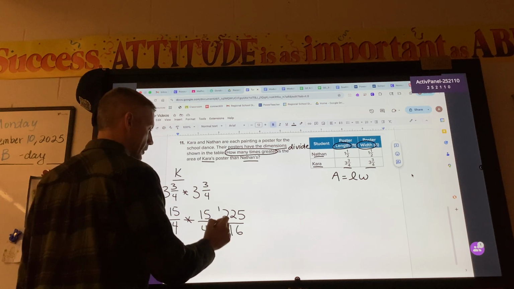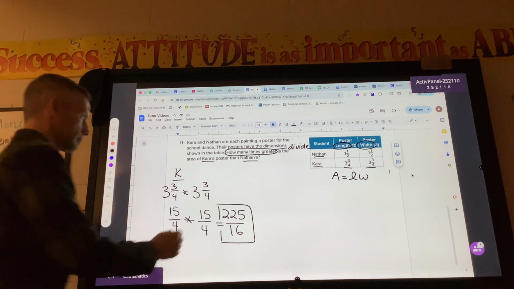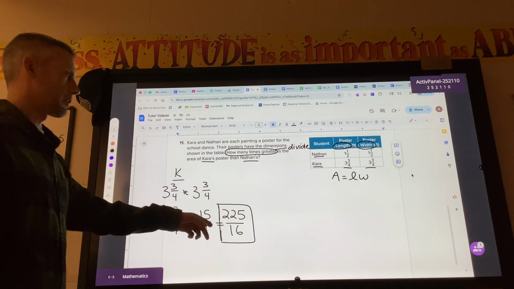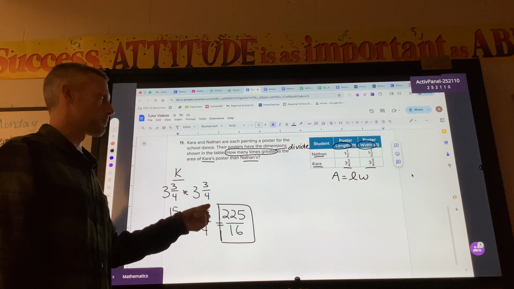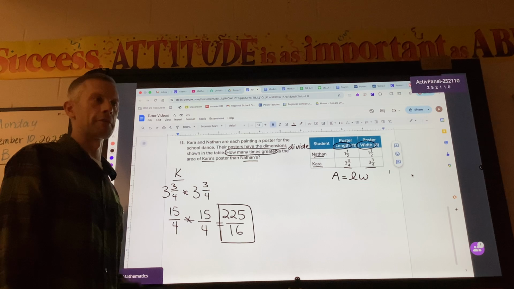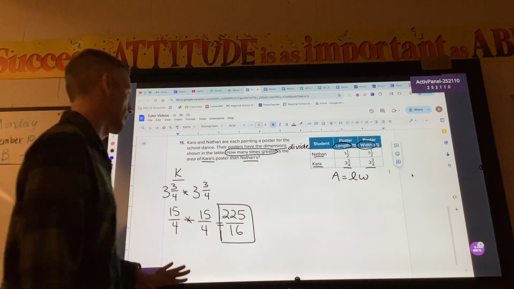Now I'm not done with this. I'm going to box it in because that's the size of Kara's poster. Only reason I'm not going to change this back to a mixed number is because we have to divide anyway. Remember what we did today, dividing mixed numbers, the first thing you do is change a mixed number to an improper fraction. So I'm going to leave that one there for now.